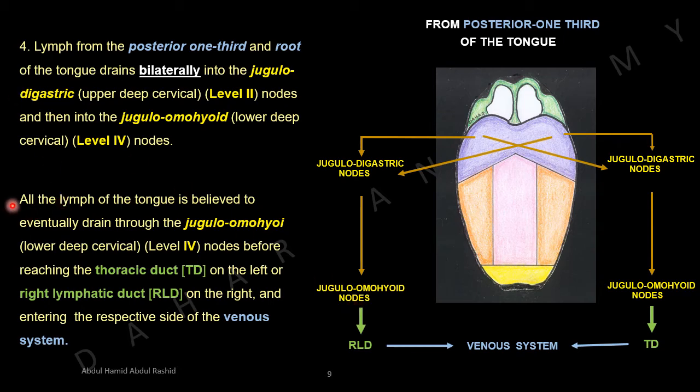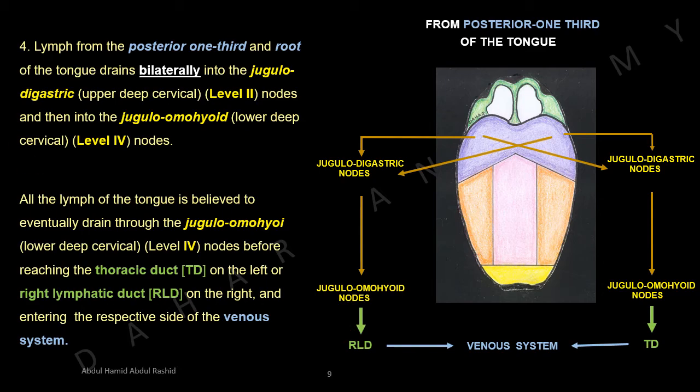All the lymph of the tongue is believed to eventually drain through the jugulo-omohyoid nodes, that is lower deep cervical nodes, level 4, before reaching the thoracic duct on the left or right lymphatic duct on the right and entering the respective site of the venous system.